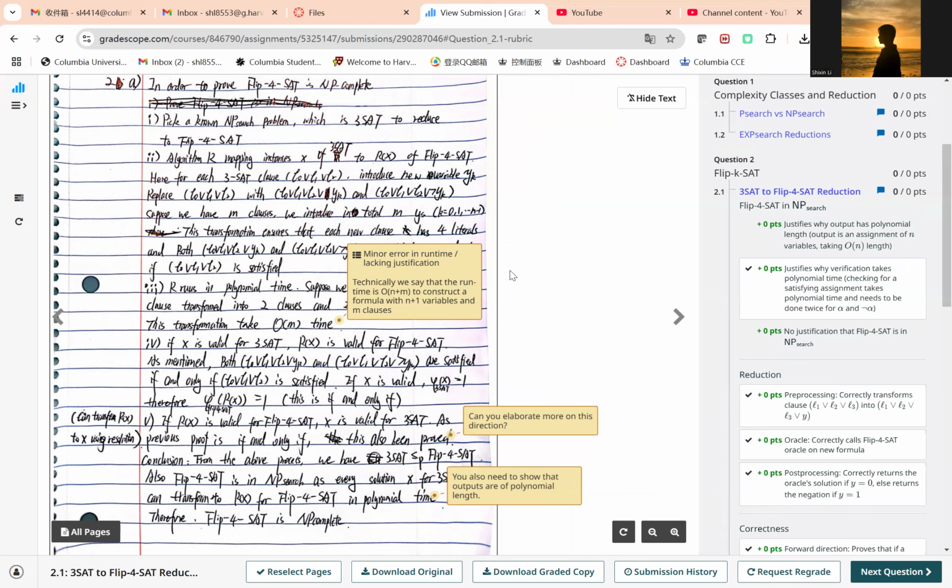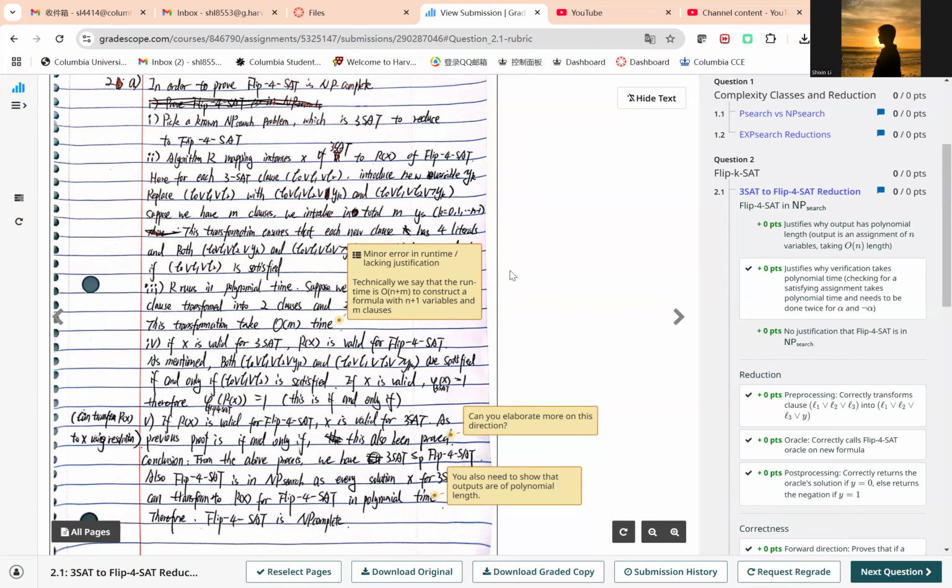The reason is that I only considered the m clauses, but there are also n variables. So when we consider the transformation time, we must include not only the clauses but also the variables. So the final time will be O(n + m).